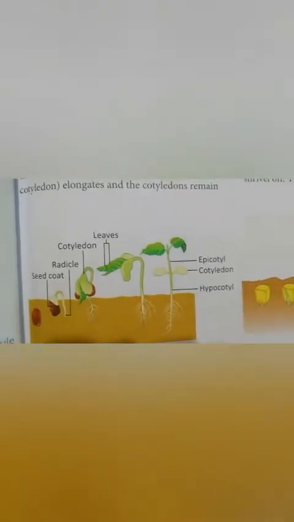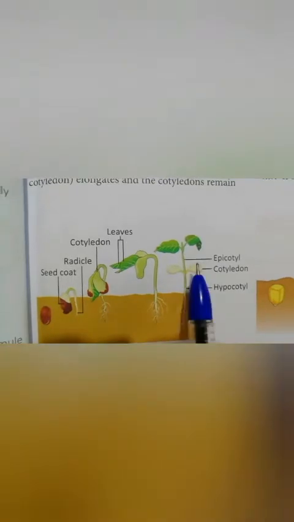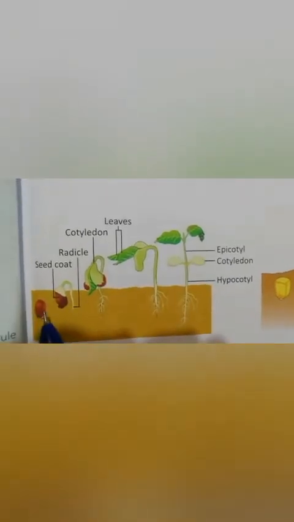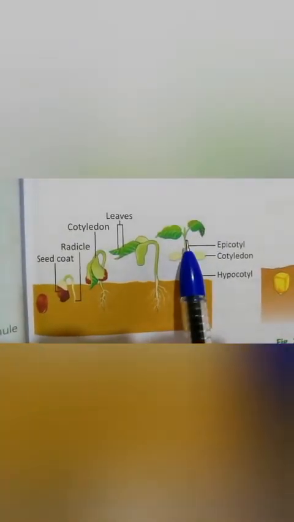When a seed starts to grow, it is said to germinate. And the process of the beginning of the growth of a seed is called germination. So this is the process of germination, from a seed to a seedling.